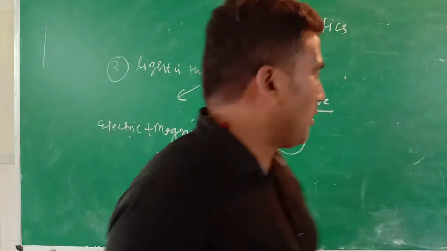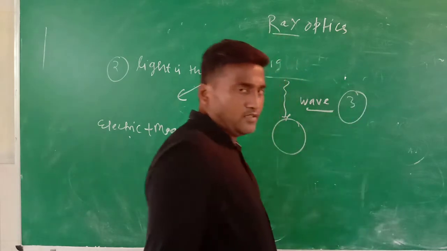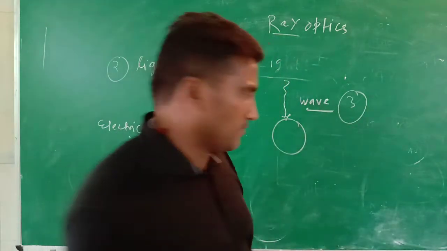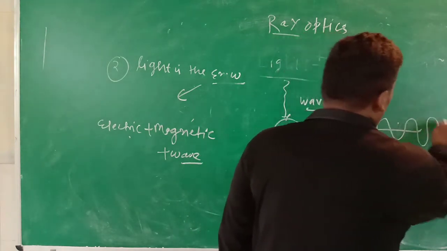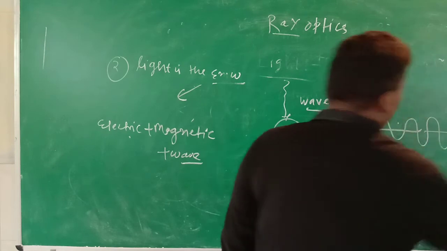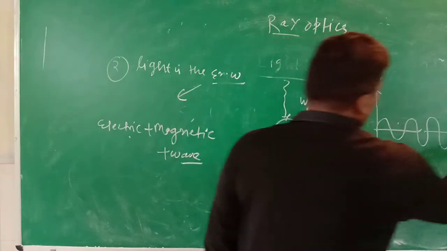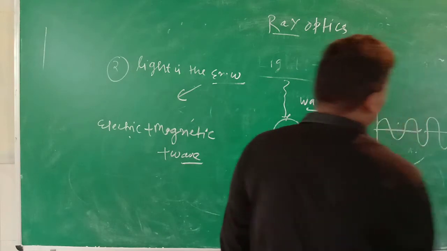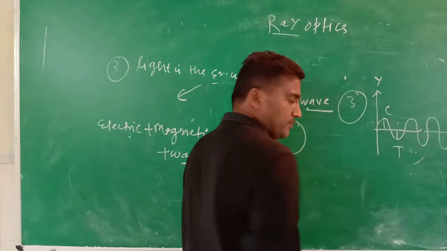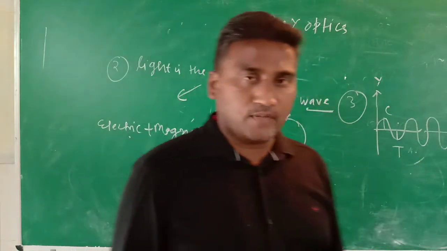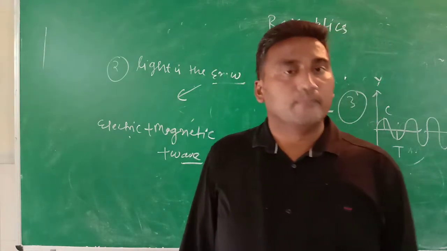Now we discuss another important property. Light is a transverse wave. What is a transverse wave? This type of wave propagates in the perpendicular direction of the medium, like crest and trough. It is denoted on the y and x axis, that is the crest, and it is also known as the trough. Light is a transverse wave because it develops in the perpendicular direction of the medium.